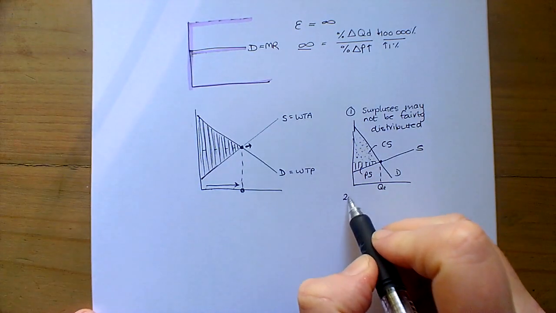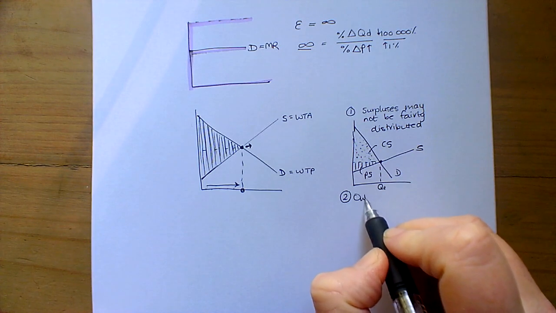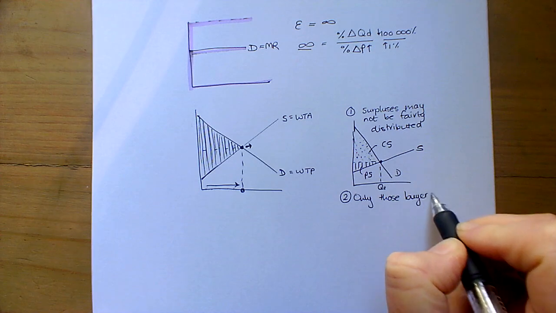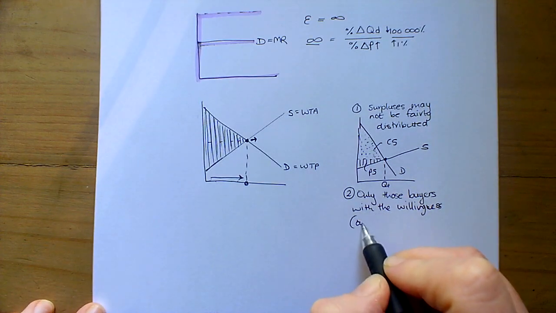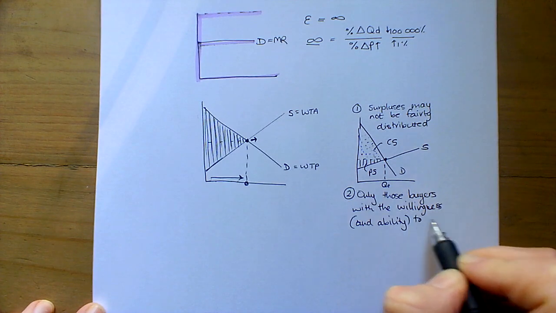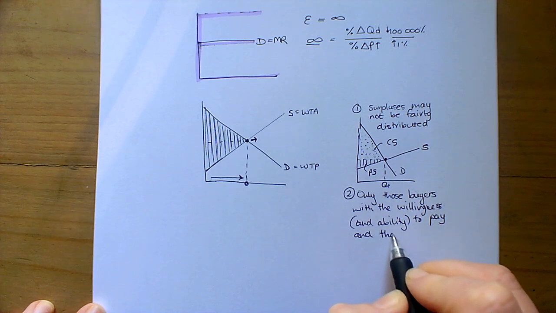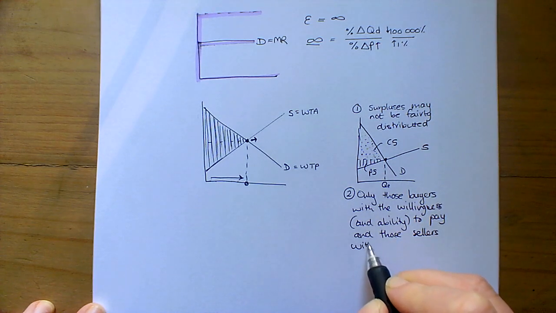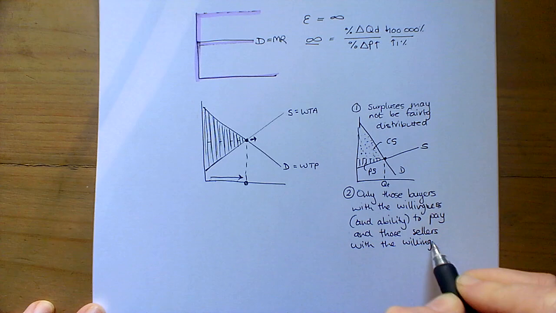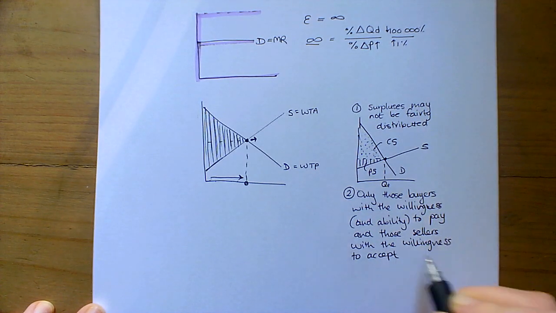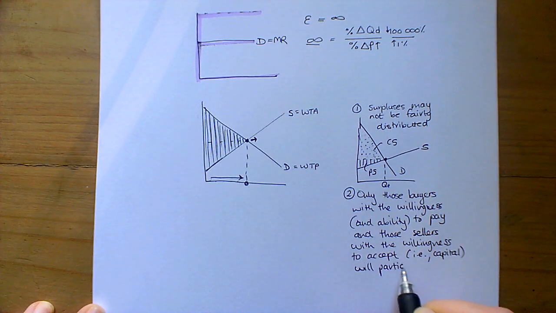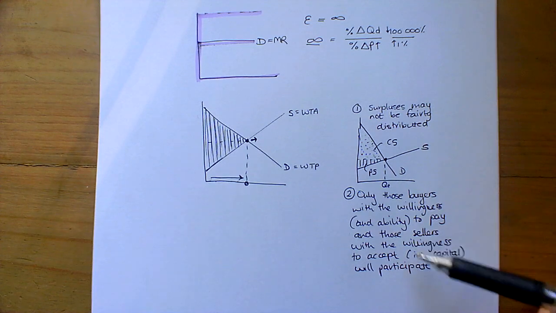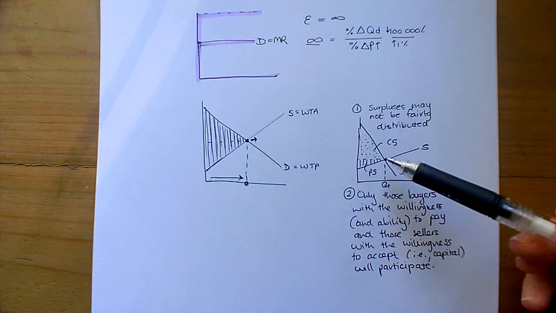Another way in which these markets don't guarantee fairness is because only those buyers with the willingness and ability to pay, and those sellers with the willingness to accept, in other words, the necessary capital to set up in this industry, will participate. And so it really depends on the distribution of resources in society who would actually be able to take advantage of any gains from trade in this market.